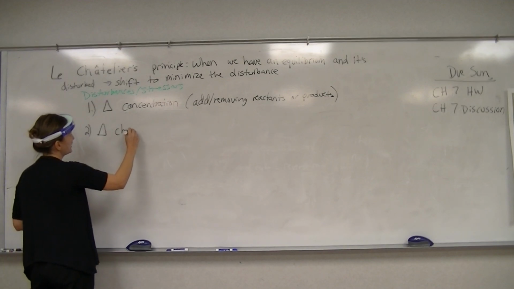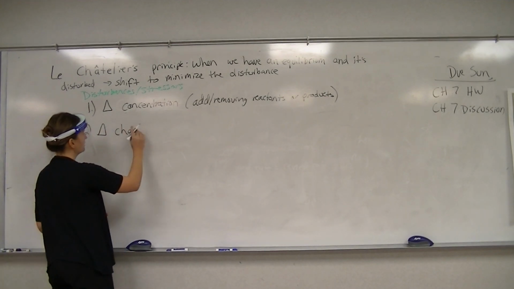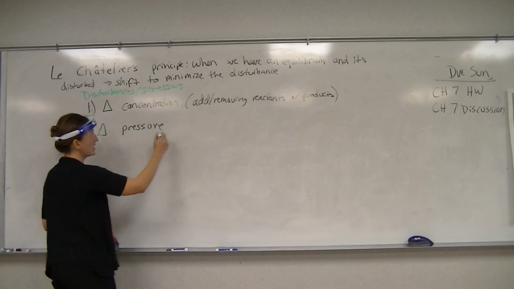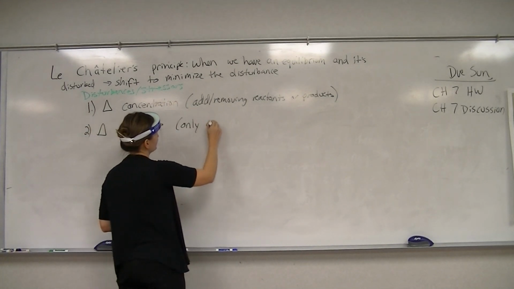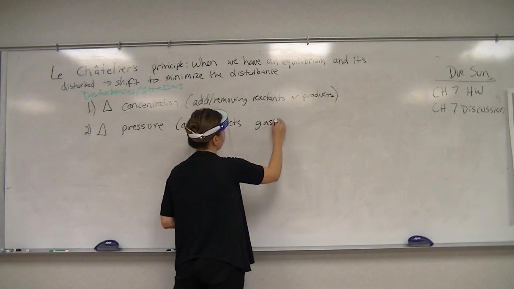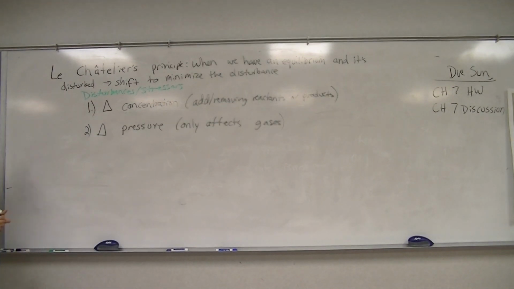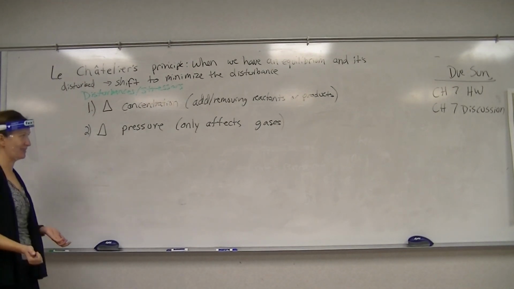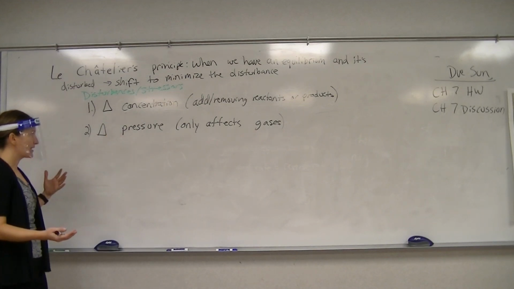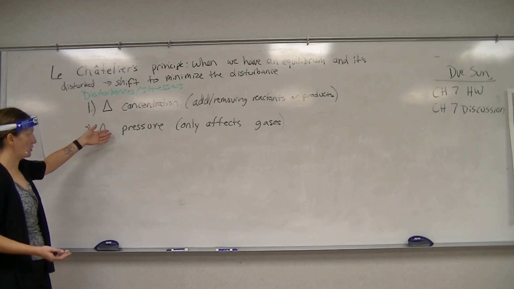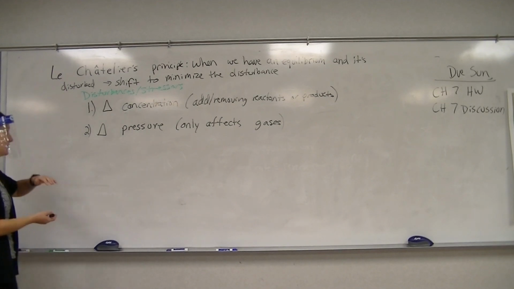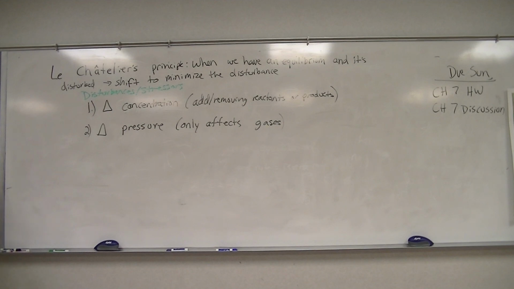We also can see a disturbance if we change the pressure. But with pressure, the key with this one is it only affects, I don't know if that's effects or affects, I always get that wrong, gases. So if you have an equilibrium reaction equation that has no gases in it, they're all aqueous or liquids, changing the pressure is not going to do anything. But if you have a gas and you increase the pressure, what you're doing is you're trying to push that gas into solution. So you're concentrating that gas in the solution more. And we'll look at an example of that.